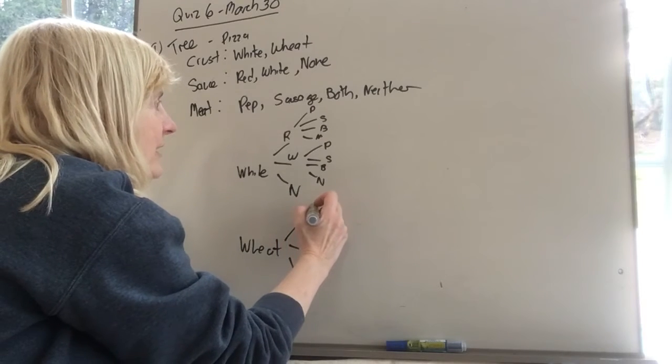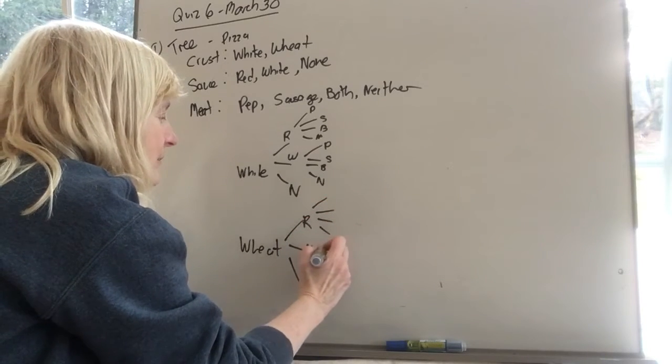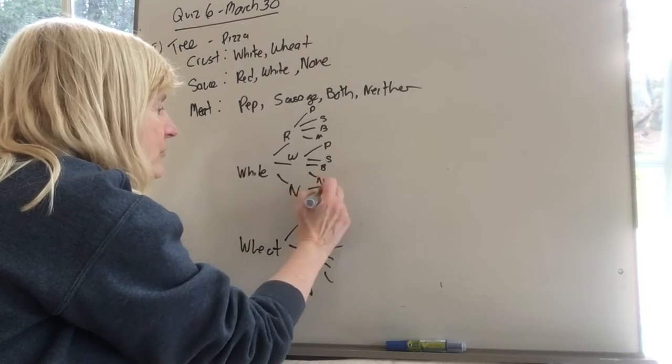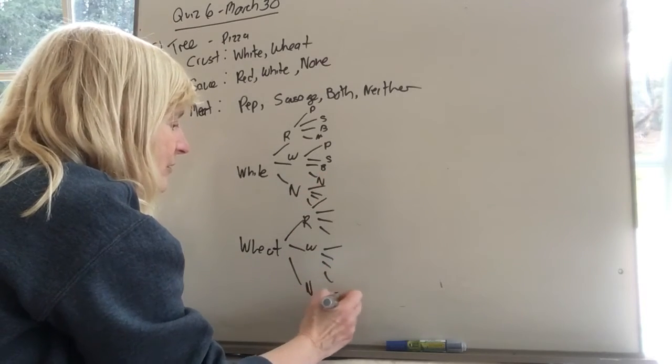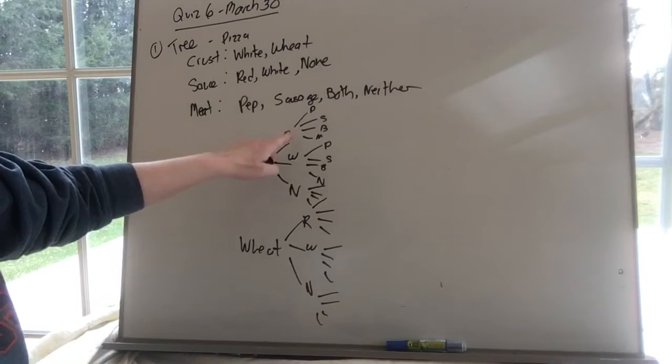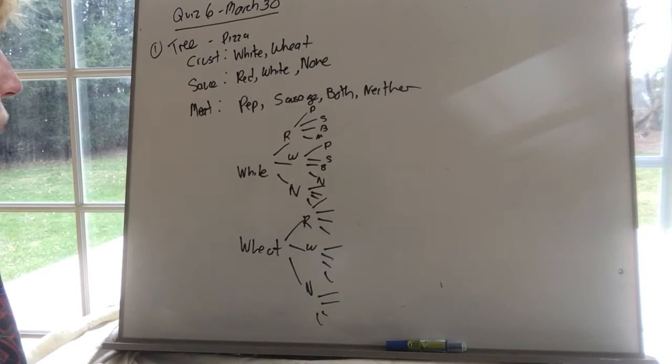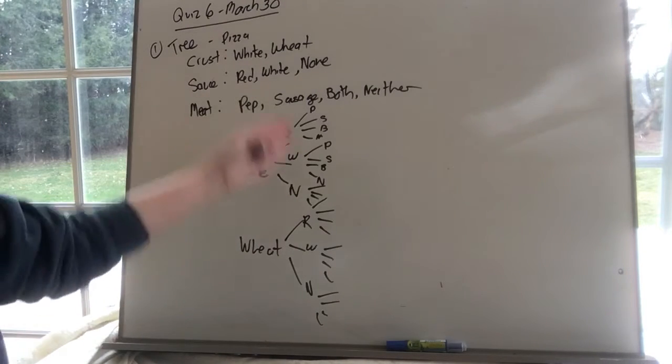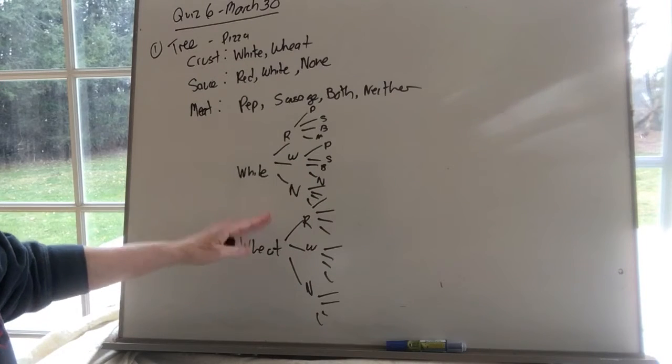And then you have to do the same thing off of here. Oh, and I got to do 1 to 4 off of there too, guys. So you would do pepperoni, sausage, both, neither off of those. Okay, so then you got to figure out how many final branches do you have. We can count them, right?